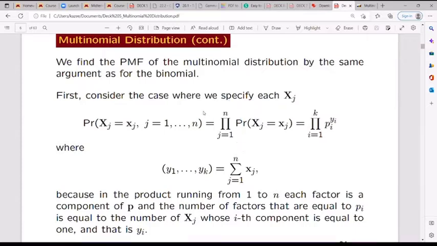And don't forget, each of these probabilities is actually p. Now, because of that, we're basically going to say p_i raised to the power y_i. I wanted you to take note of that.